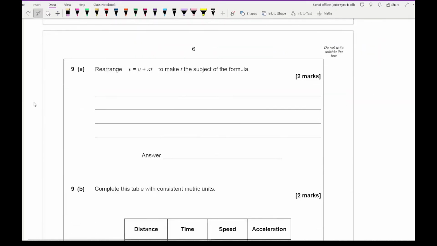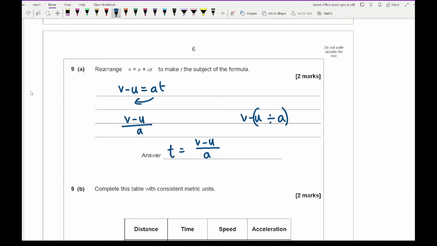Then moving on to question 9, it says rearrange, and we've got this equation we then need to rearrange. We want to make t the subject. So here I've got to get rid of the u first and then get rid of the a. Now the key thing to remember is that we need to divide everything by a. So t equals v minus u over a. Try not to write it like this, because obviously if you write this, then it just basically means that the u and the a are being divided, not the v. So do not write it like that.